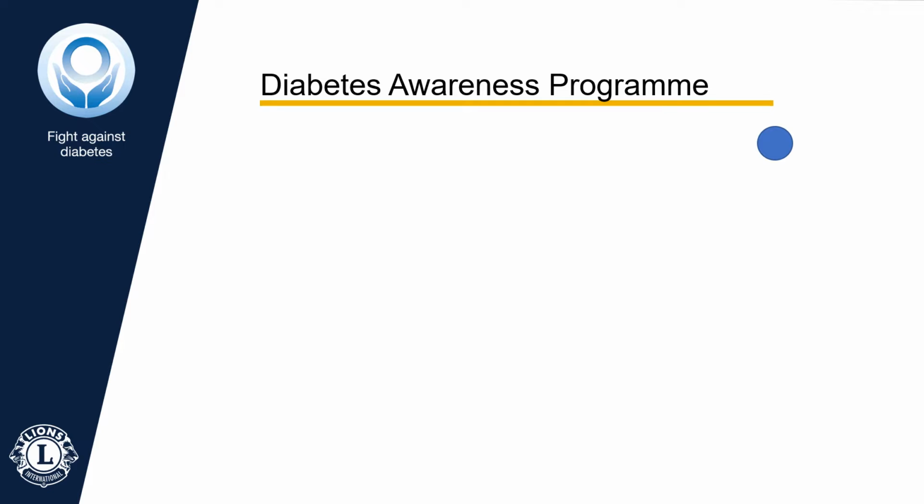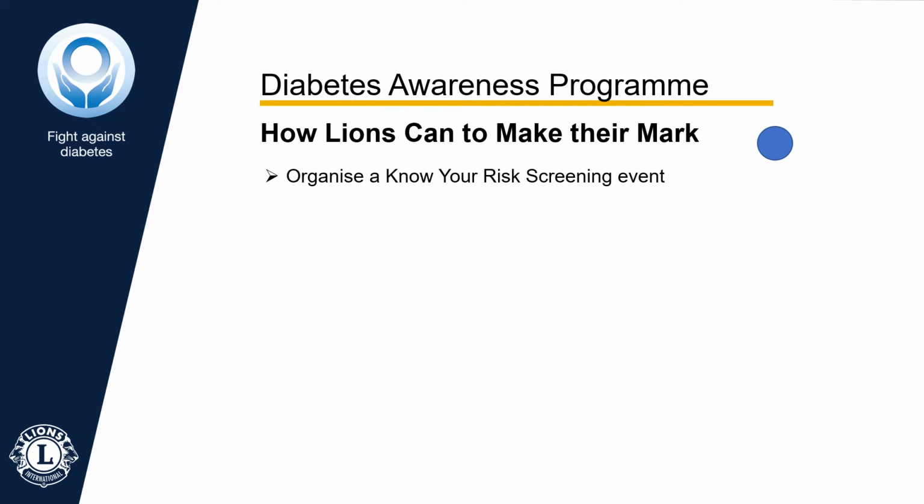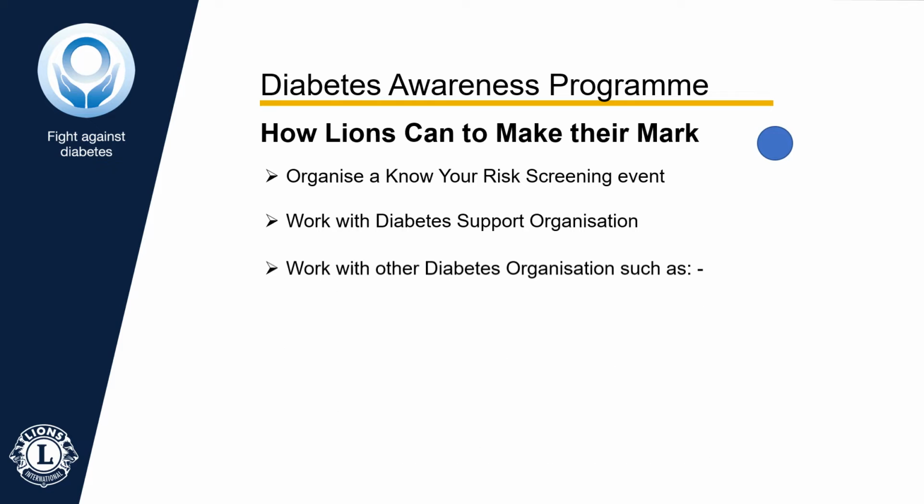You've seen the statistics, what it is to live with type 1 or type 2 diabetes and the complications that can be associated with the condition. How can Lions make their mark in their community? Organise a Know Your Risk screening event. Work with diabetic support organisations.